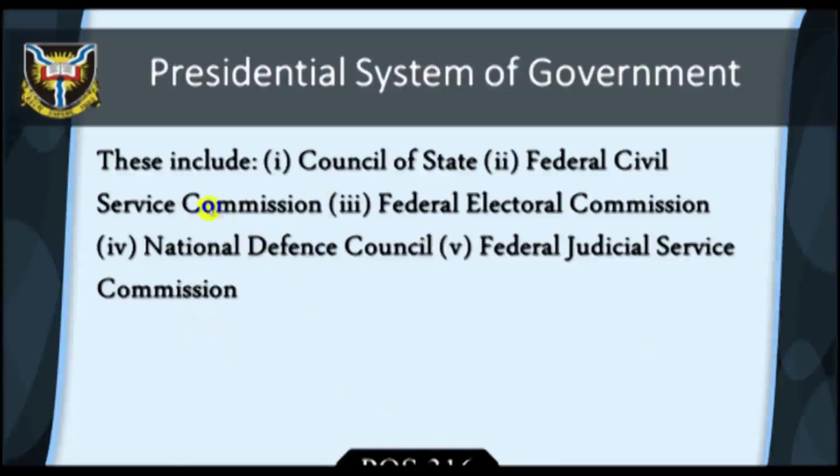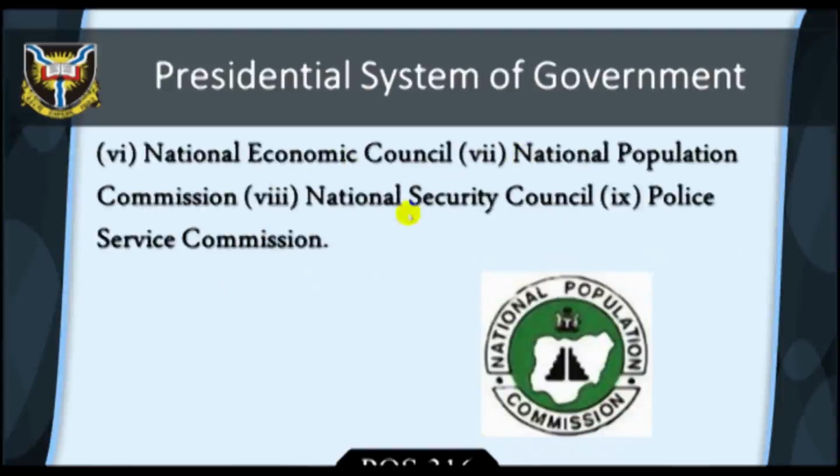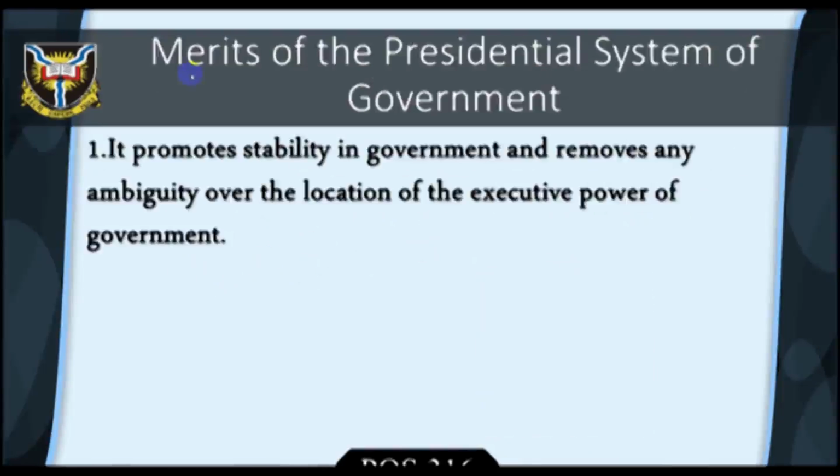Other fundamental features in the Constitution include the recognition for the establishment of certain commissions, councils, and agencies. These include the Council of State, Federal Civil Service Commission, Federal Electoral Commission, National Defense Council, Federal Judicial Service Commission, National Economic Council, National Population Commission, National Security Council, and Police Service Commission. There are similar others, like the State Civil Service Commission and the State Independent Electoral Commission at the state level.